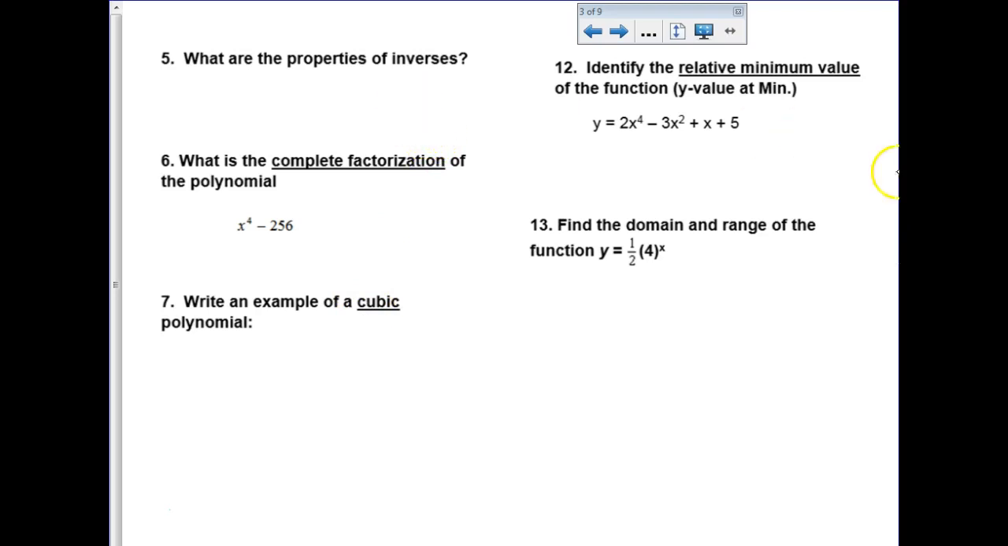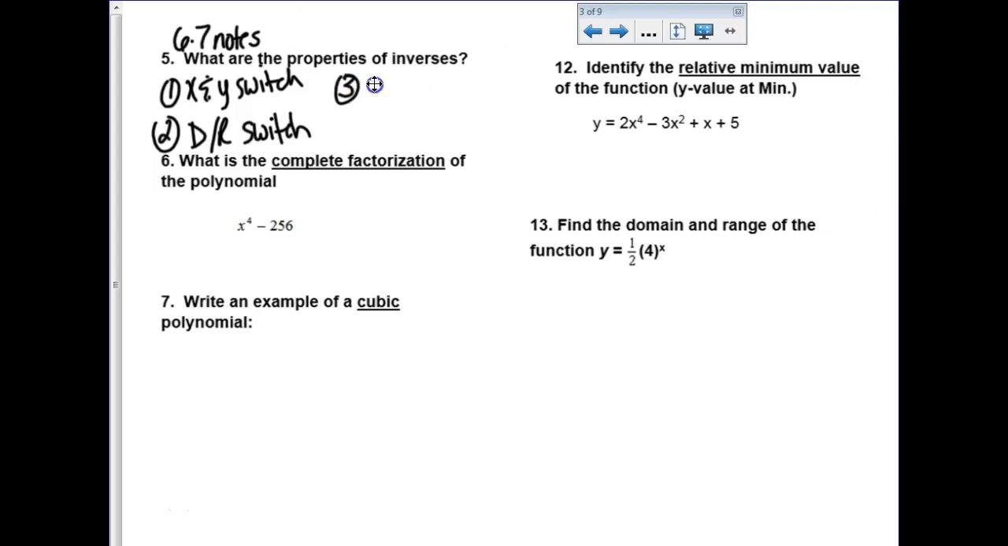Alright, so the properties of inverses, number 5 on the review packet. There's a few of them at the top of section 6.7 notes where we discuss inverses, but a major one is that the x and y switch. And then another property, because the x and y are going to reverse, that means the domain and range switch. Or reverse, however you want to say that. Domain becomes the range, range becomes the domain. Another property is that inverses are reflections across the line y equals x.